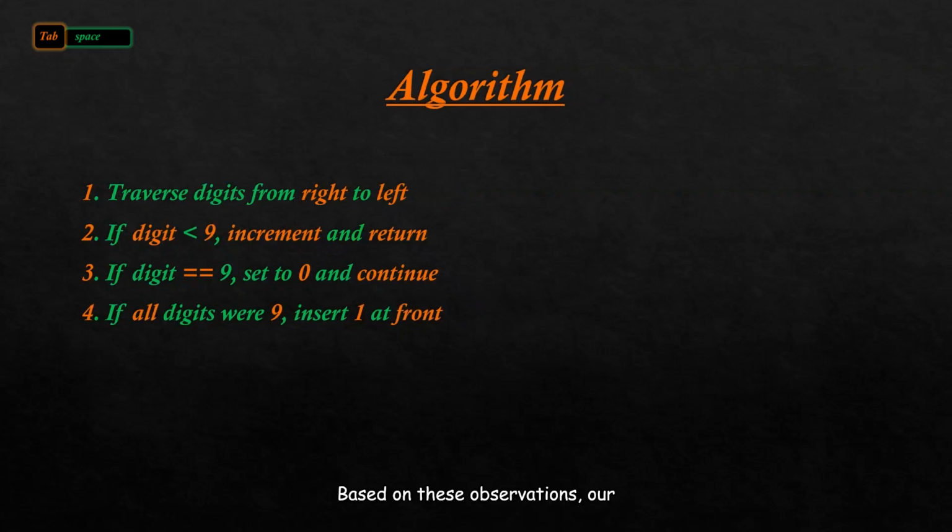Based on these observations, our algorithm is straightforward. We traverse the array from right to left. If the current digit is less than 9, we increment it and immediately return the array. If the digit is 9, we set it to 0 and continue moving left. If we finish the loop without returning, it means all digits were 9, so we insert a 1 at the front of the array.